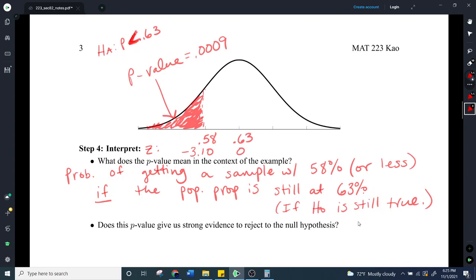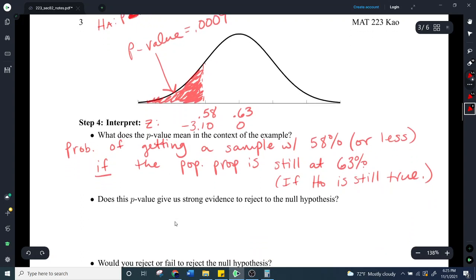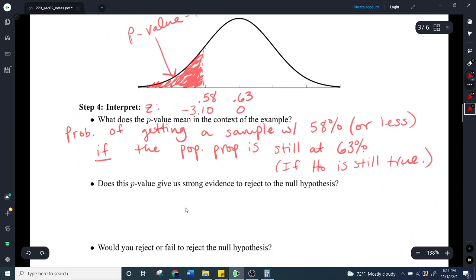Now, what do you think about that probability? Is that a high probability? No, that's a really small number. That's less than 1% chance. So think of it in a larger context. What we're saying is the likelihood of getting this particular sample, if the population proportion is still 63%, is so small, it's not even a 1% chance. So that gives us evidence to reject the null hypothesis.